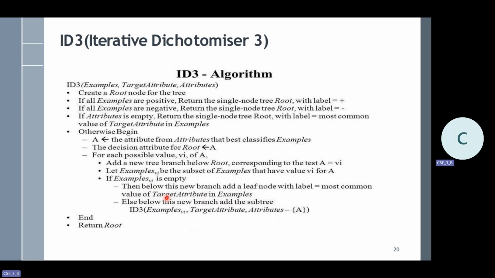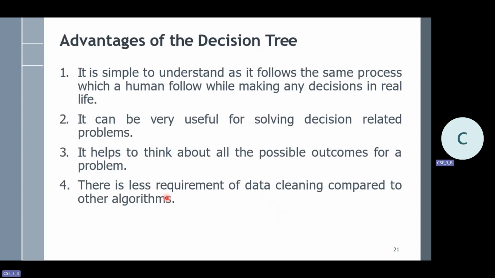So when we give the instance without the target outcome, we can use the decision tree to determine the target outcome. Next we go with the advantages of the decision tree. Very important aspect here: it is simple to understand as it follows the same process which a human follows while making decisions in real life. So observe how human beings take decisions. In the same way, the decision tree approach helps the machine to take decisions. It can be very useful for solving decision related problems, and it helps to think about all the possible outcomes for a problem.